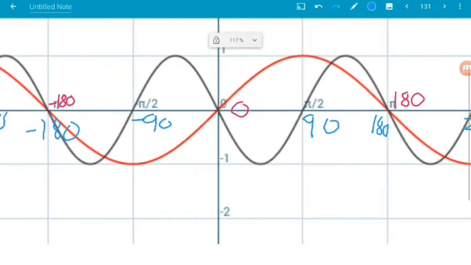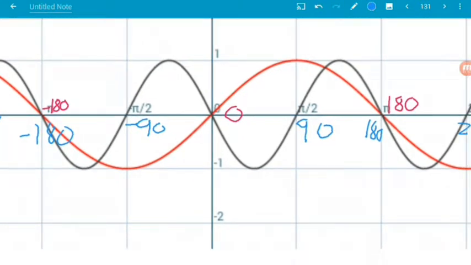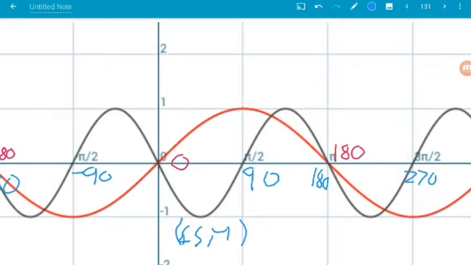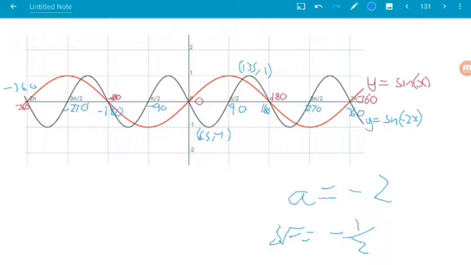So let's also talk about the coordinates of some of these minimums and maximums. This point would now be 45, minus 1. This one would be 135, 1, for example. So again, sine of minus 2x has resulted in a squash, so everything is happening twice as fast along the x-axis, but the negative part has then reflected it in the y-axis. Now we're going to take a look at a fractional one.